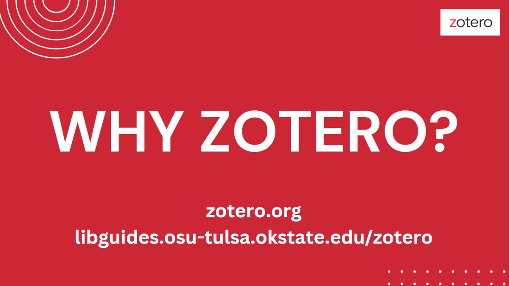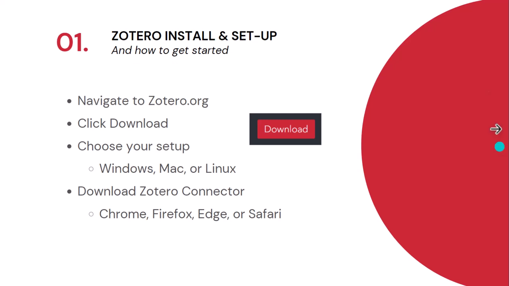So the first link here, zotero.org, goes to the main website, which is where you can go to download Zotero, create an account, and also look at the forums and extensive documentation on how to use Zotero. We will cover all of that in the next slide. Additionally, the library has a Zotero guide that you can access with helpful tips, tricks, and tutorials. And this workshop will be posted on that guide as well. The direct link to that guide is libguides.osu-tulsa.okstate.edu/Zotero.